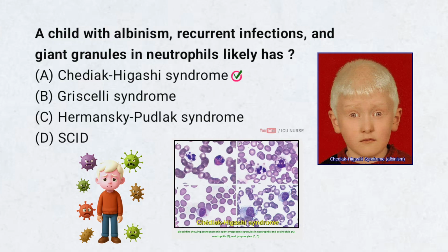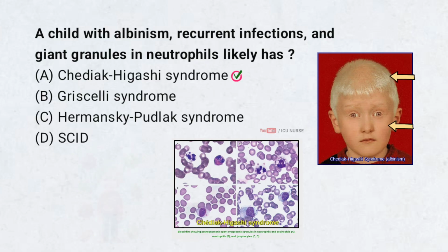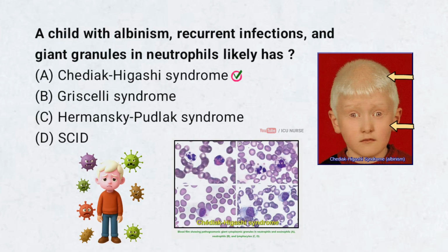This rare genetic disorder disrupts how cells package and transport materials, causing partial albinism, light skin and hair, frequent infections and abnormal granules in white blood cells. The giant granules in neutrophils impair their ability to fight bacteria, leading to recurring illnesses.